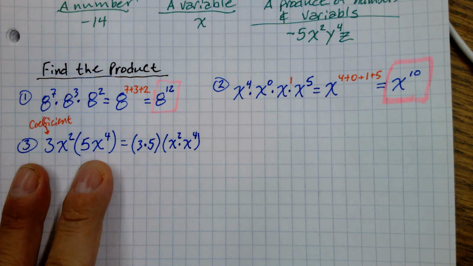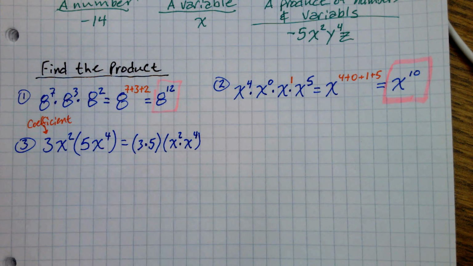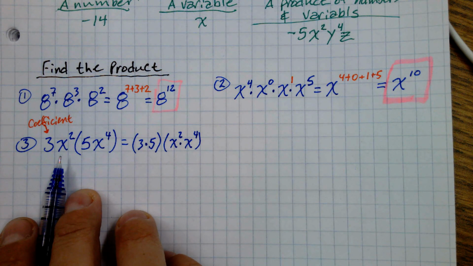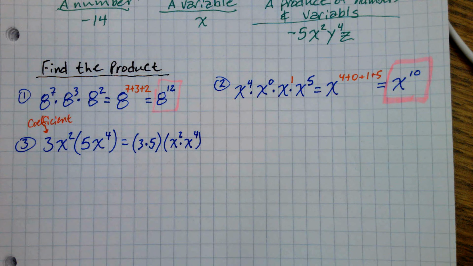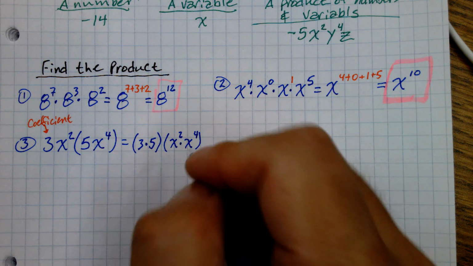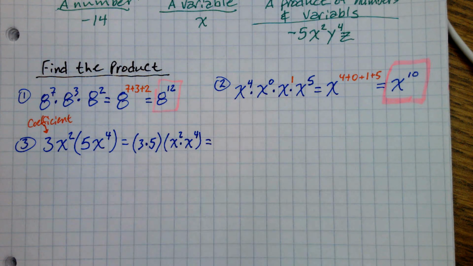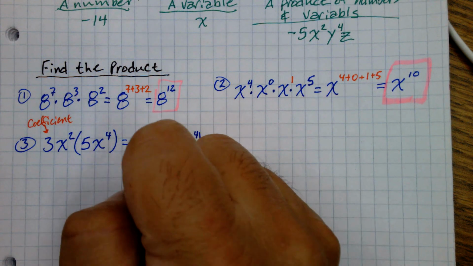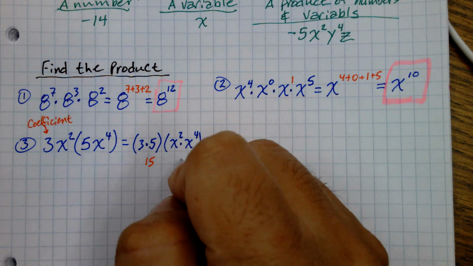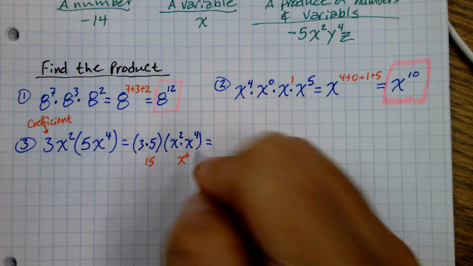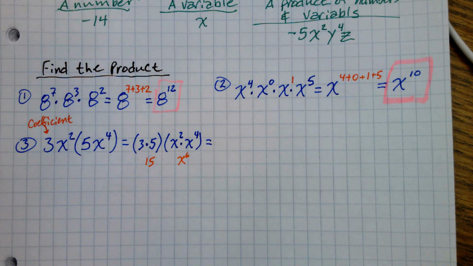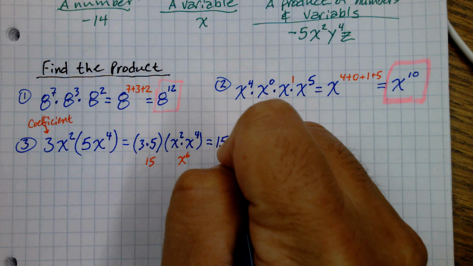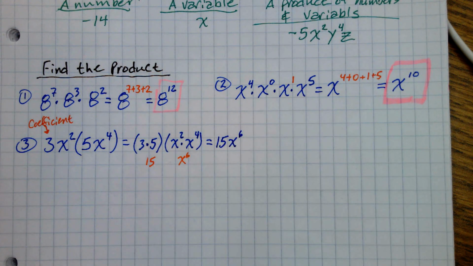You take your coefficients, the 3 and the 5, you multiply those. You take your like variables, x's in this case, you multiply those. And then you get an answer. So let's see here. This is going to give us 15, right? And that's going to give us x to the 6th. 2 and 4 make 6, so 15x to the 6th power.